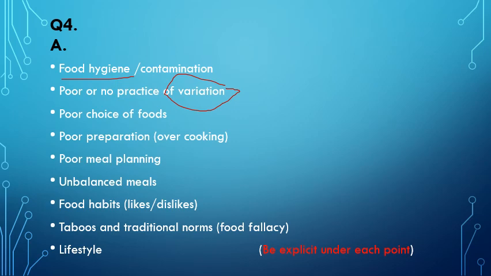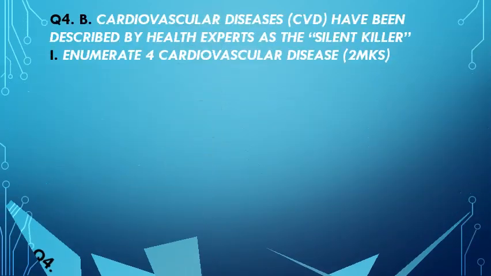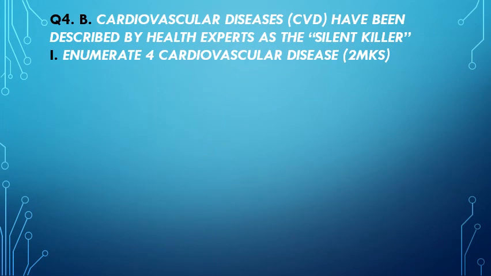So as you can see here, I said be explicit. So he explained this point in detail. Now, the B part, which says cardiovascular diseases have been described by health experts as a silent killer. Now, enumerate 4 cardiovascular diseases.